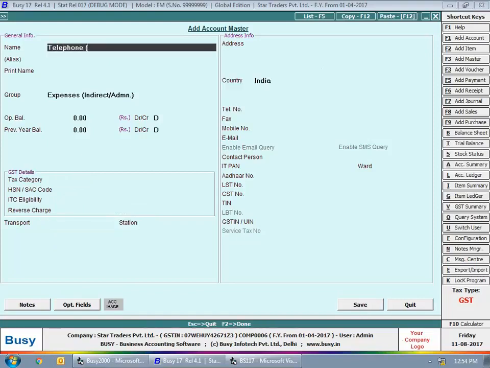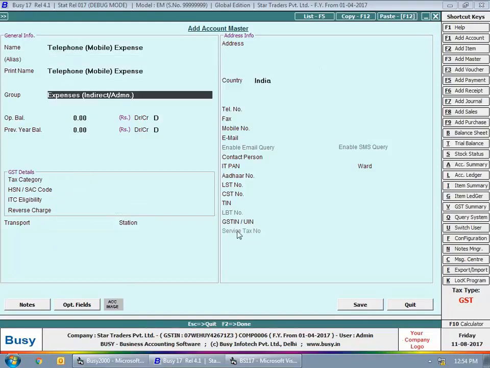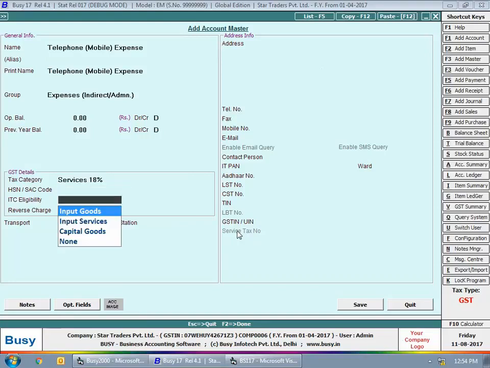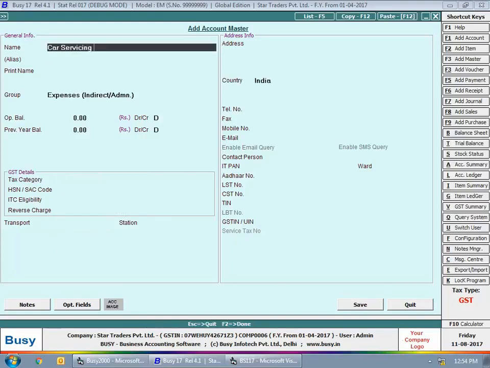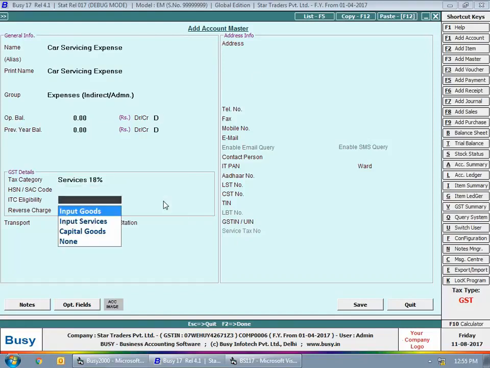Next, we are creating an account for telephone mobile expenses. Here we have taken the ITC eligibility as input services, because telephone expenses are a case of input services. We are taking services from a company. Reverse charge based on daily limit. Next, we are creating an account for car servicing expense. For this expense also, we'll take ITC eligibility as input services and reverse charge as based on daily limit.